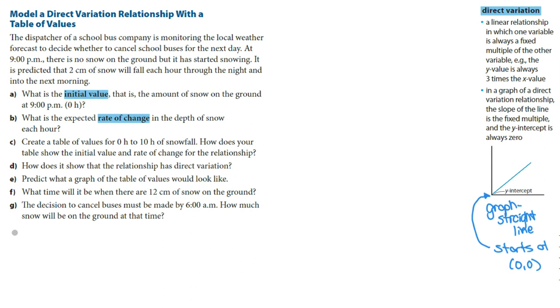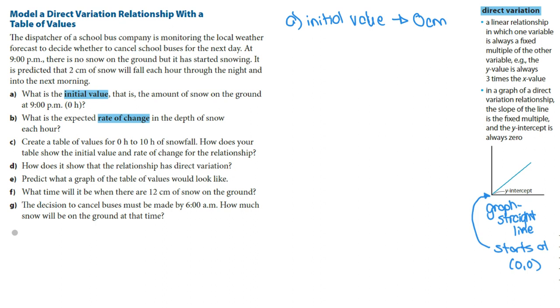So what is the initial value? The initial value is basically our starting point, or our y-intercept, which is what we talked about in the direct variation equation. It is the amount of snow on the ground at 9 p.m. So the initial value would be 0 centimeters, because at 9 p.m. there was no snow on the ground.